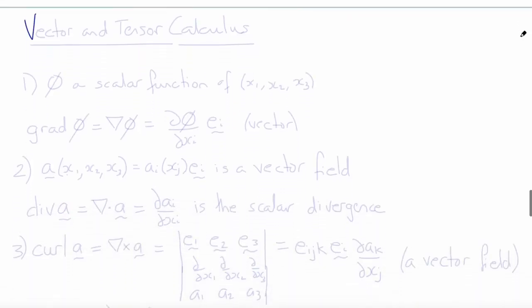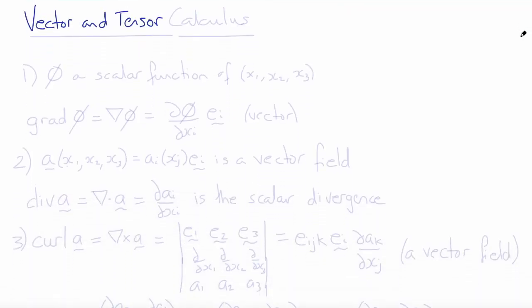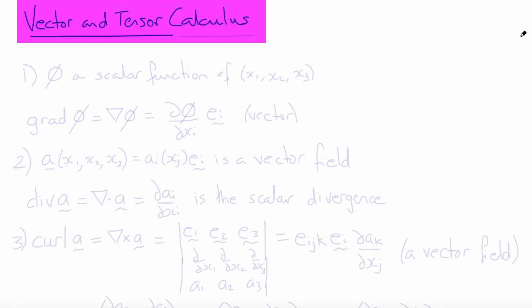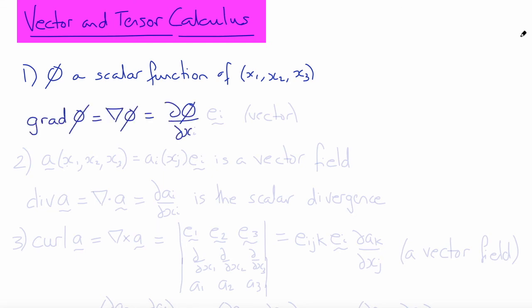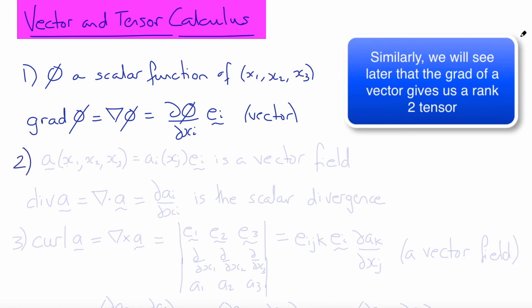Next, let's talk about vector and tensor calculus. So you're familiar with the operations of vector calculus, and these can be applied to tensors as well. So for a scalar field phi, as a function of x1, x2, and x3, you know that the gradient of that scalar field is a vector that points in the direction of the greatest change. So grad phi equals del phi del xi times ei. So it's a vector with components being the partial derivatives of that scalar function with respect to each of the coordinate directions.